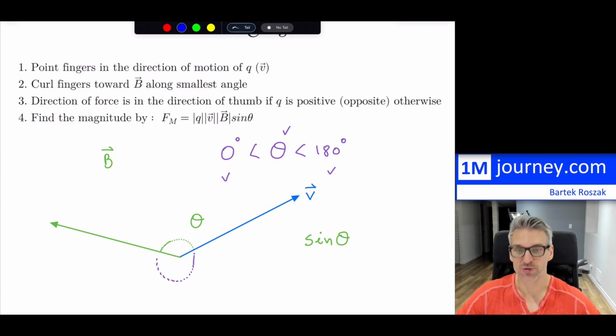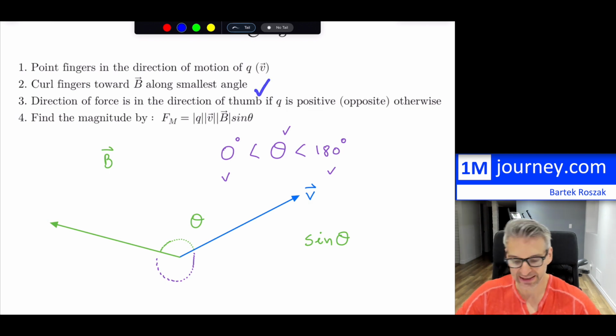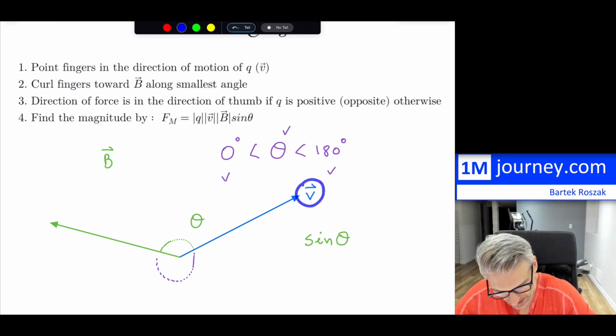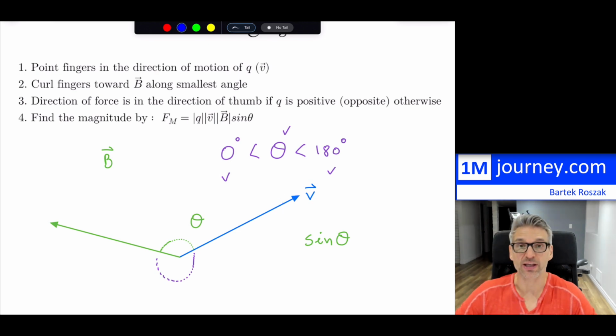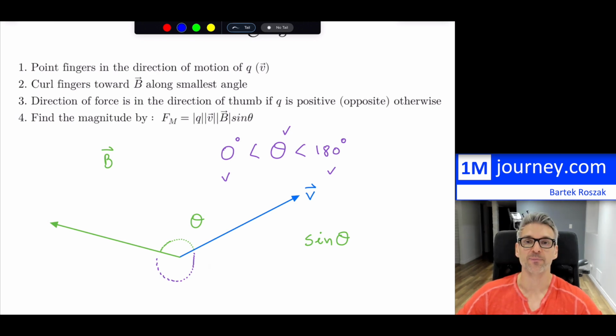Now, one little note. If the charge is positive, then the direction is in the direction of the thumb. If the charge is negative, then the direction is opposite. So if this charge, which is moving in this direction, was a negative charge, you still follow the right-hand rule on the assumption that it's a positive charge, and then all you have to do is say it's a negative charge, so it's going to be in the opposite direction. So instead of out of the page, it would be into the page.